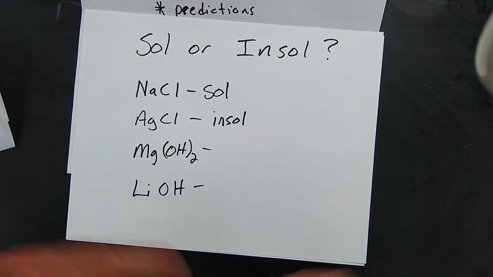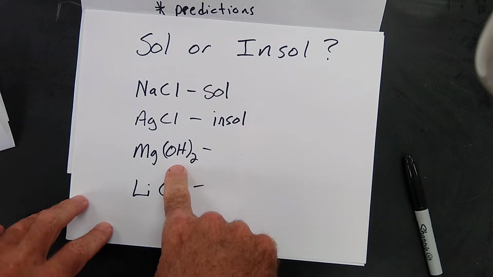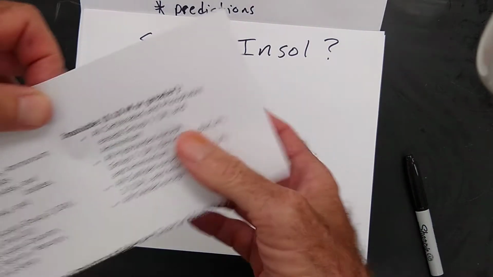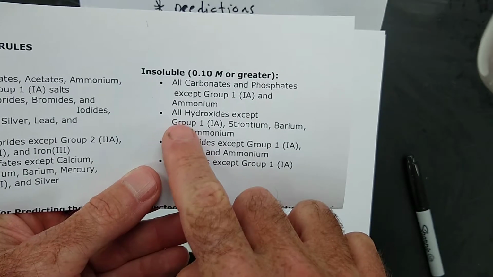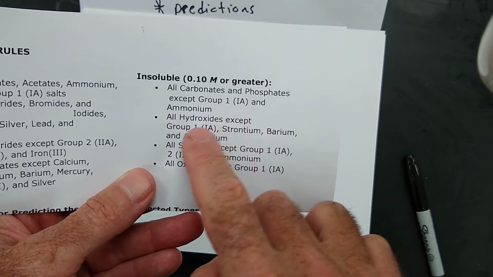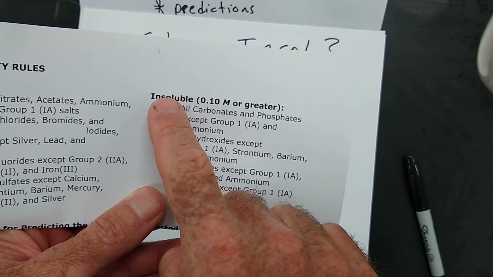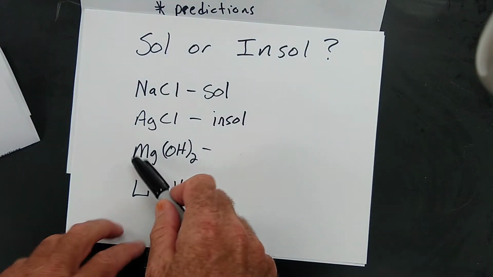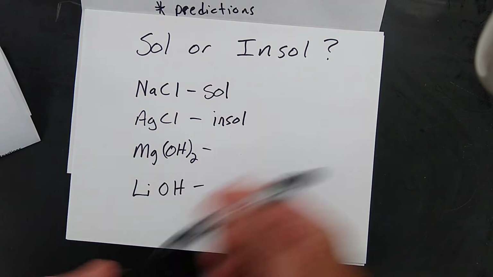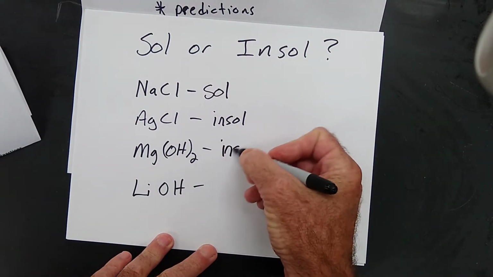How about magnesium hydroxide? Over here: all hydroxides except for group 1 are insoluble. So magnesium is not in group 1. So yeah, this is insoluble.